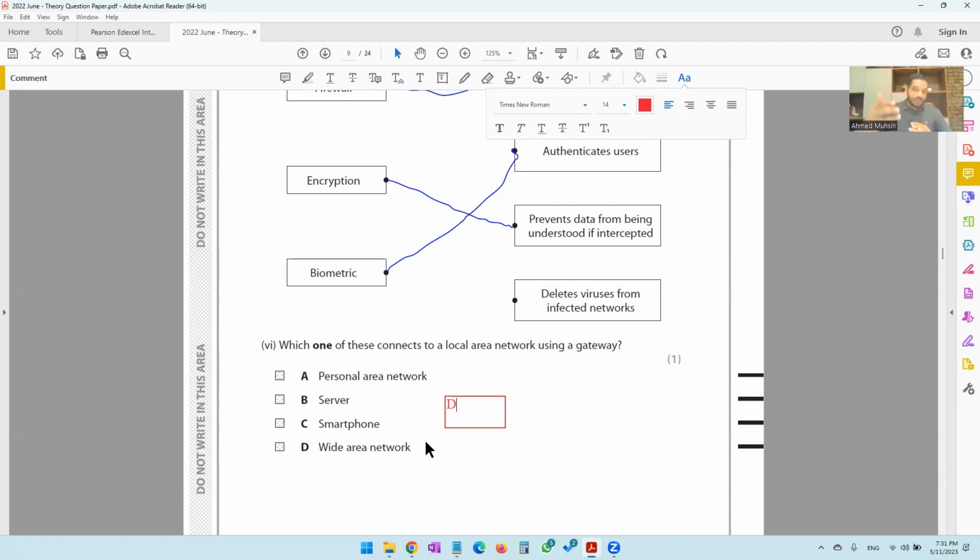Now, the router is behaving like a gateway, and through the router, you access the internet, and the internet is a wide area network. So now turn it the other way around. What you have is a wide area network, which through a gateway is connecting to your local area network. That's what this question is also about.